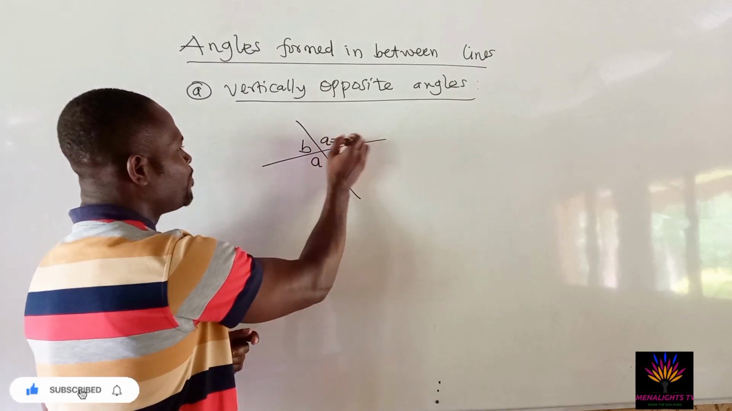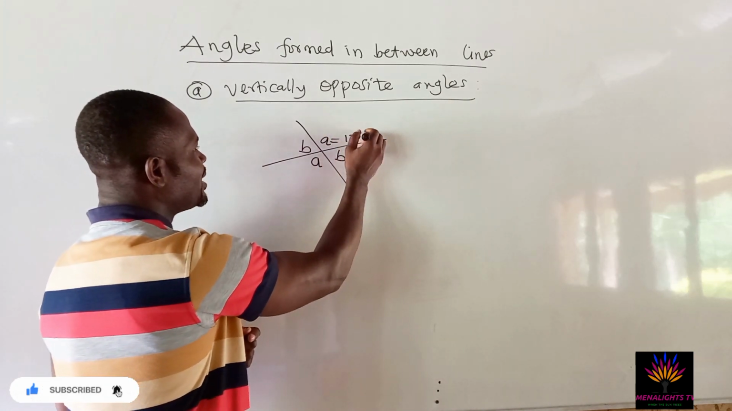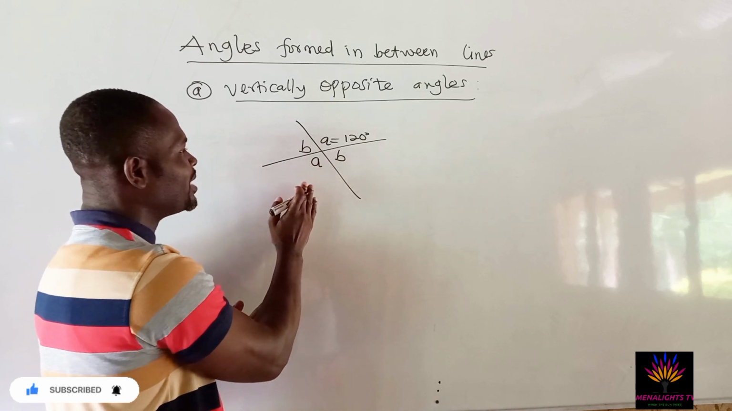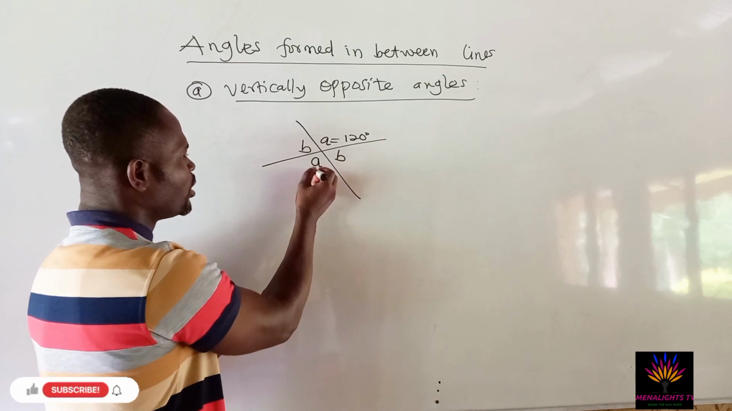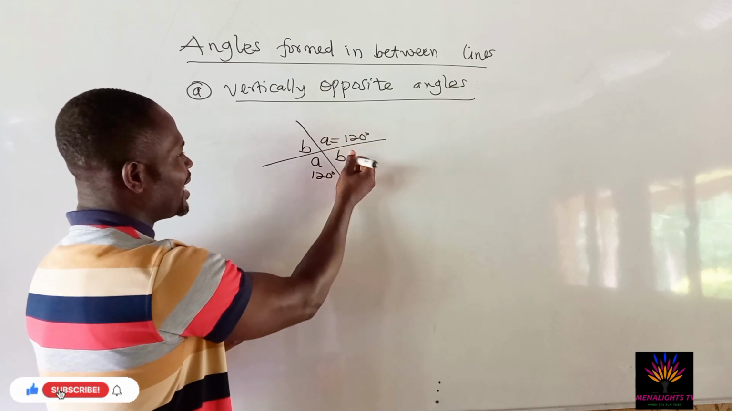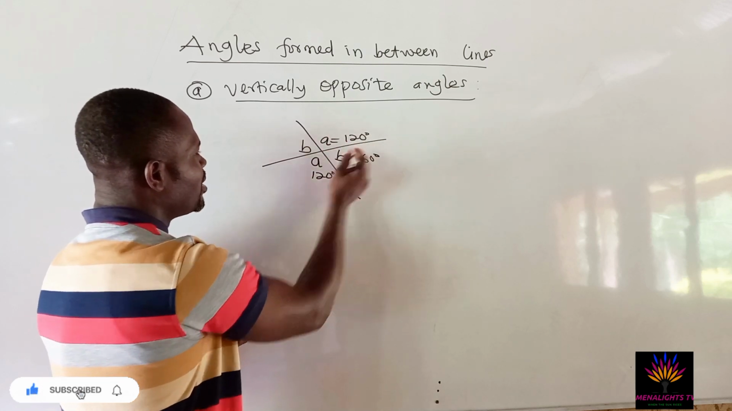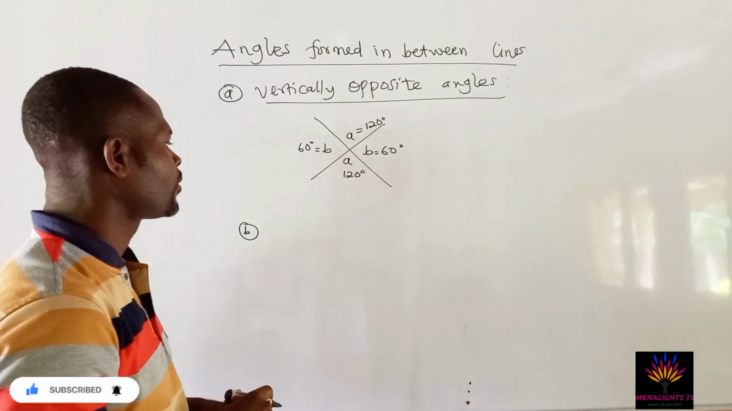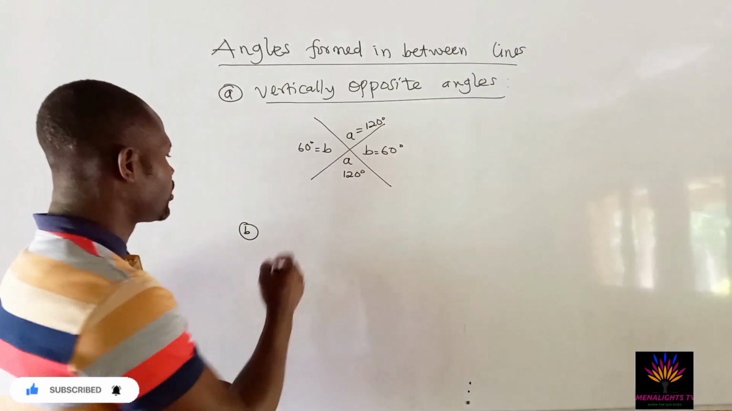Which means if this place is 120 degrees, definitely the one at the down of it will also be 120 degrees. So this will also be 120 degrees. And then angles on a straight line, this will be 60 degrees. And the same way, this will also be what? 60 degrees.